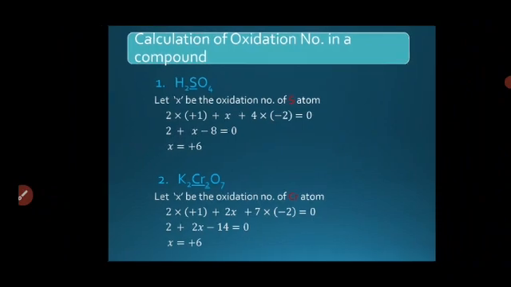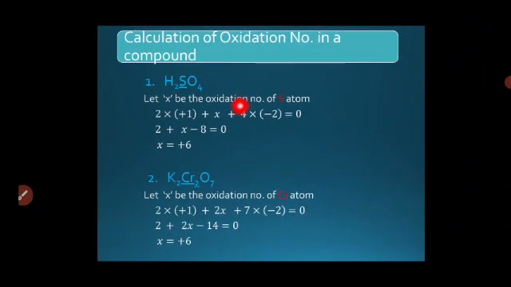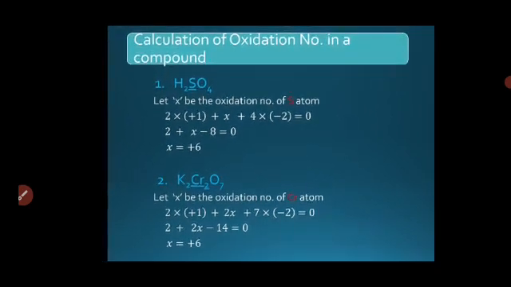Here we should calculate the oxidation number of sulfur. So let us consider the oxidation number of sulfur is X, that is unknown. Now the oxidation number of hydrogen in all its compounds is +1, except in peroxides, superoxides, and hydrides. Otherwise we have to consider +1 only. So 2 atoms are there, 2 into +1 plus X, because we are doing an algebraic sum, remember.